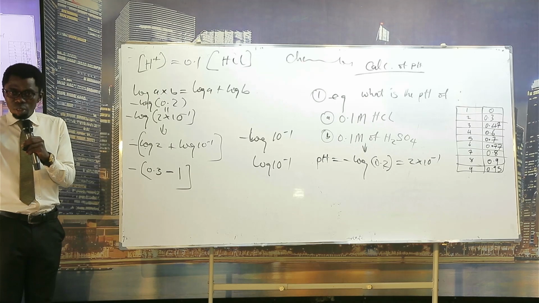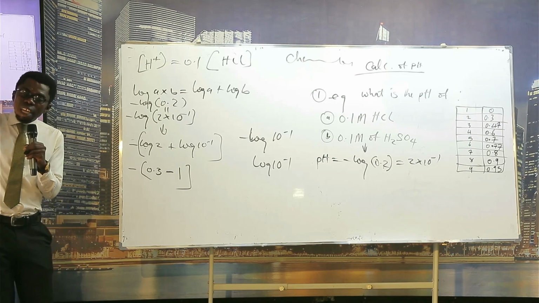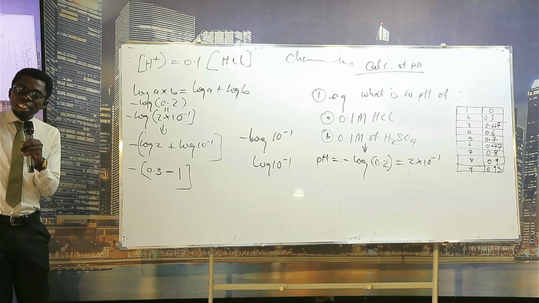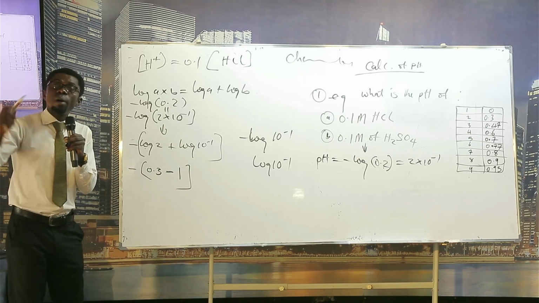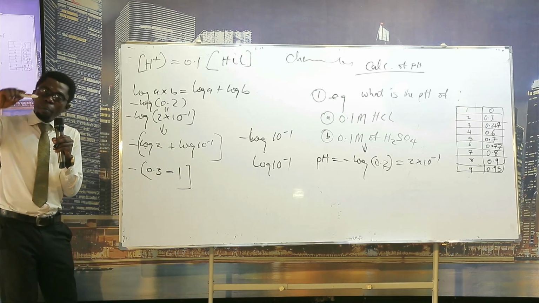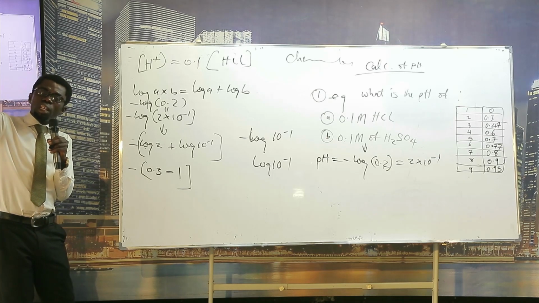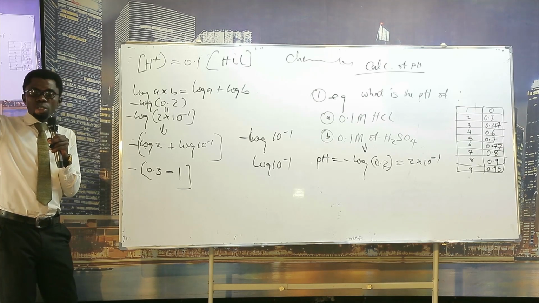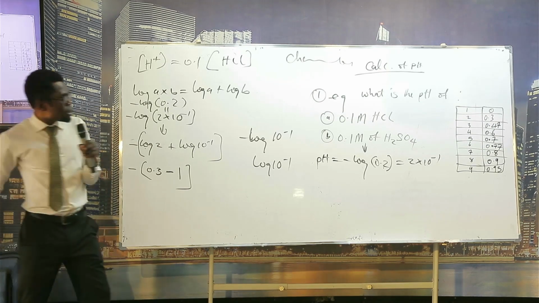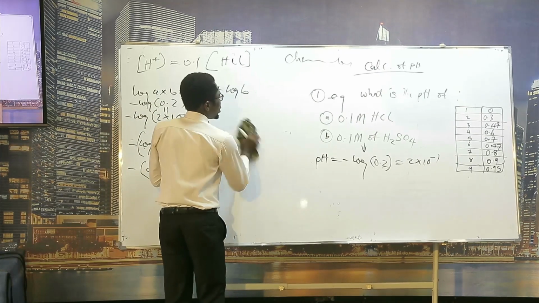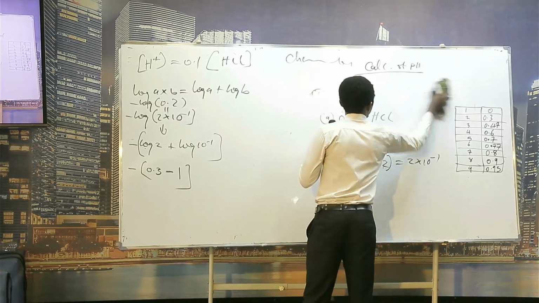Please don't get confused. If you press log 10 power minus 1, your answer is the index, okay? So log 10 power minus 1 is minus 1. But minus log 10 power minus 1 is plus 1, because minus times minus is plus.